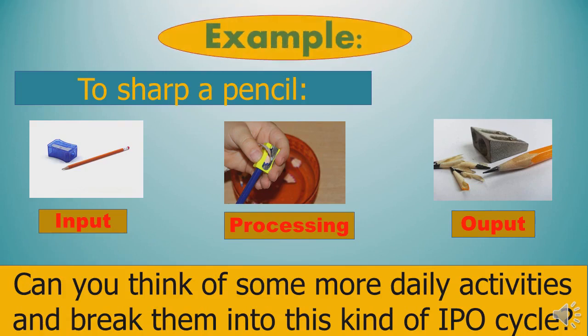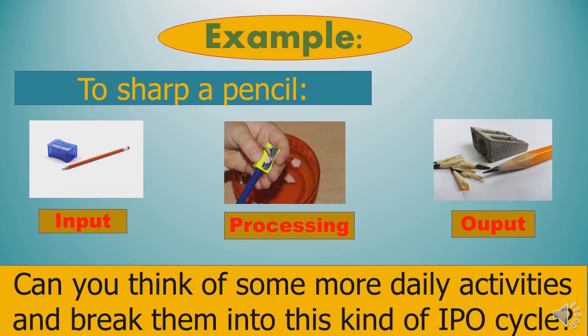Example: to sharpen a pencil. Material required: pencil and sharpener. This is called input. And when you are sharpening the pencil, this is called processing. And when your pencil is sharp, this is called output. Can you think of some more daily activities and break them into this kind of IPO cycle?